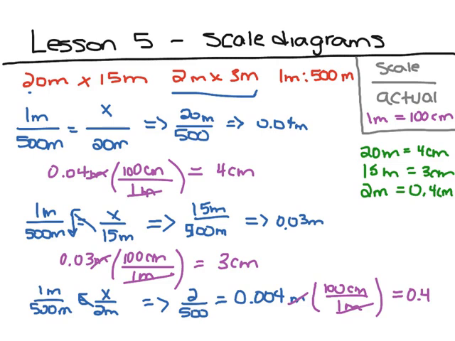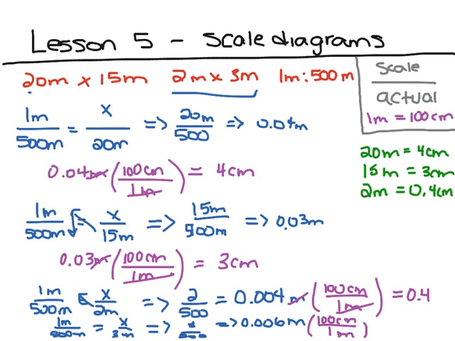And the last one, 1 meter over 500 meters is equal to x over 3 meters. Cross multiply and divide, we will get 3 over 500. If you divide that, you should get 0.006 meters. Now we're going to convert it to centimeters, so we multiply by 100 centimeters over 1 meter, cancel out the meters, and you get 0.6 centimeters. So 3 meters equals 0.6 centimeters.